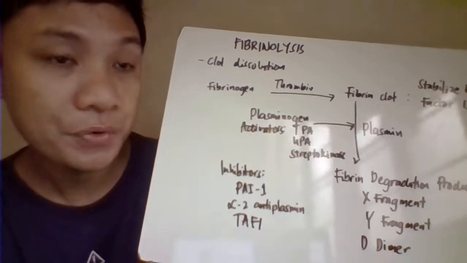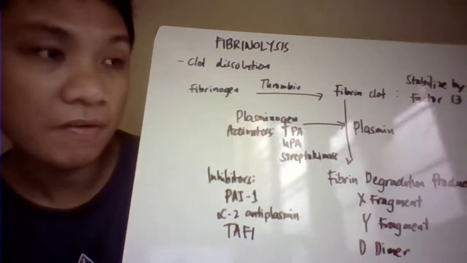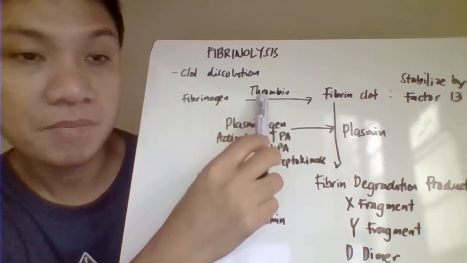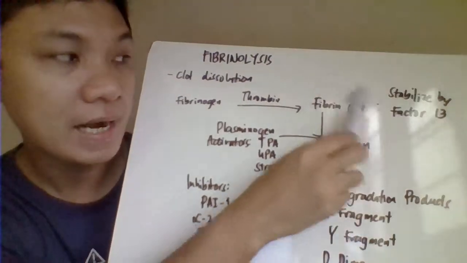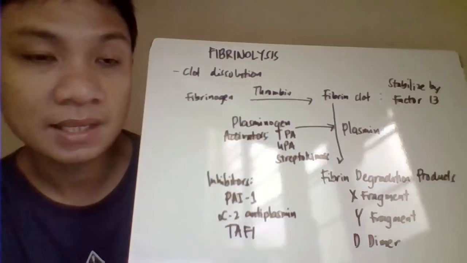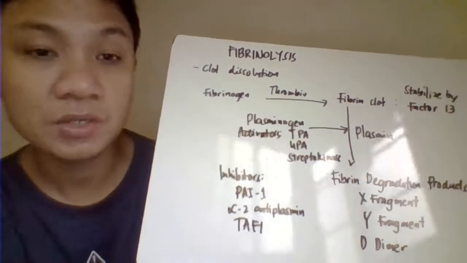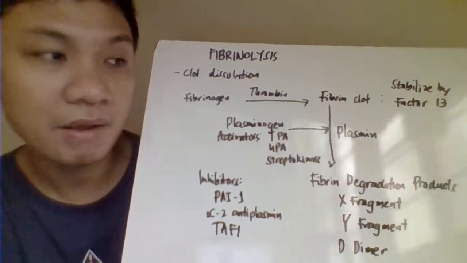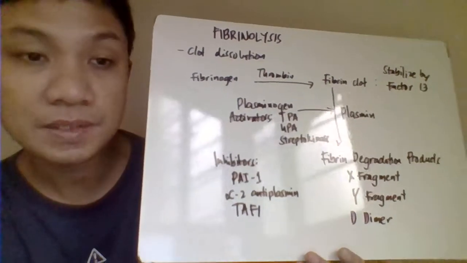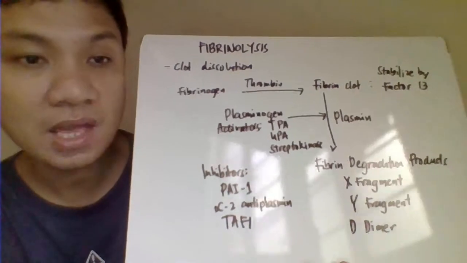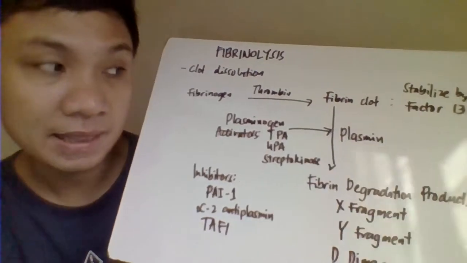So again, as a review, when we speak about clot formation, we have your fibrinogen. It's acted upon by thrombin, which converts it to your fibrin clot. This occurs if you have a tissue injury. After that, your fibrin clot should be stabilized by factor 13 in order to stop the bleeding process, to make that more effective in having a stable na clot natin.